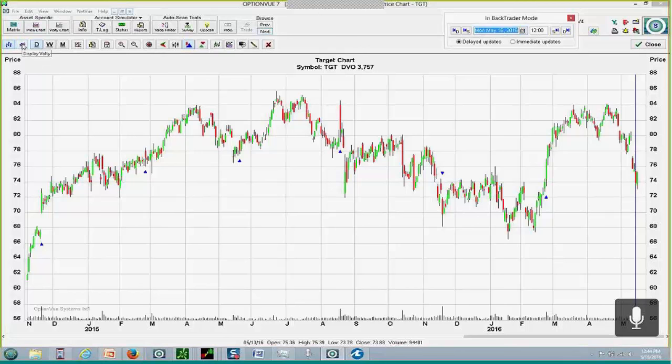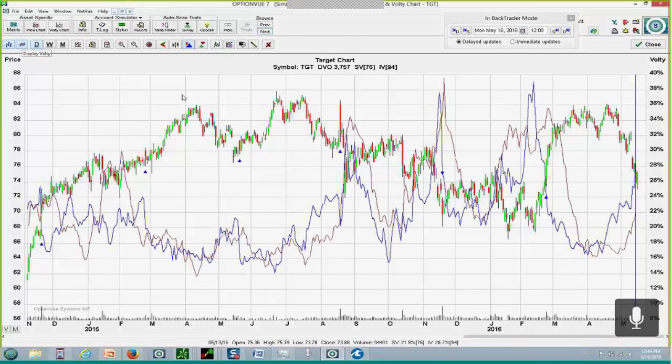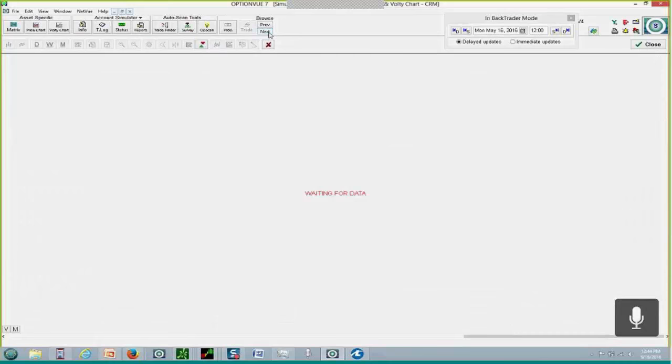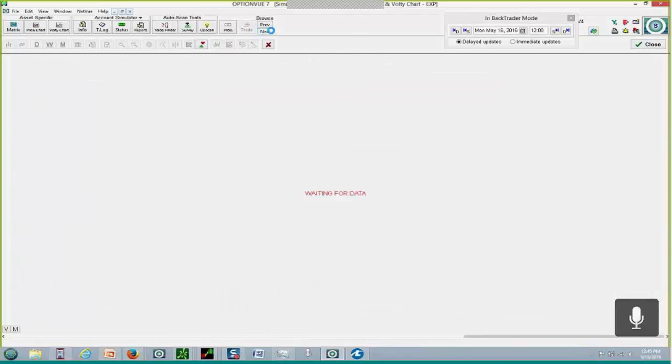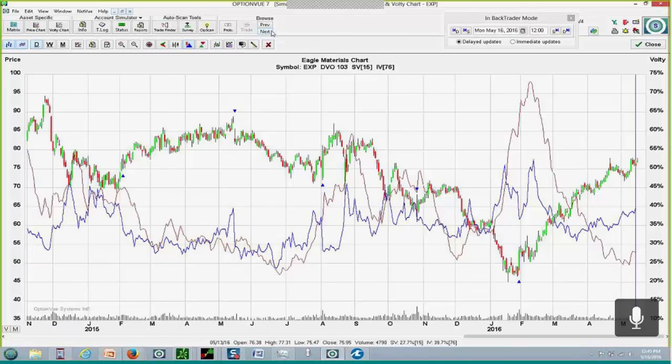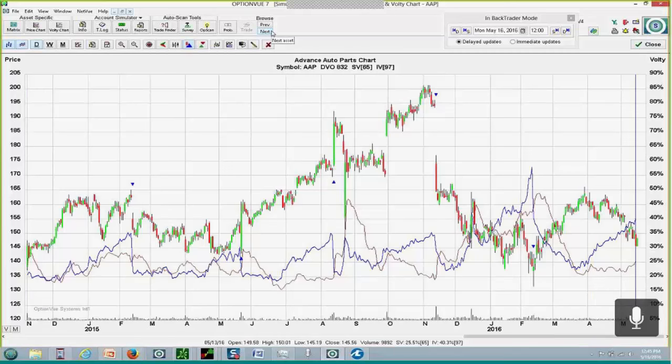But for now, I'll look at the combination of the actual price chart and the volatility. And my focus is at the 94 percentile ranking. I like the idea of maybe looking at Target as a potential trade. Retail sales has been under pressure, and Target's under pressure for a lot of other reasons that we won't get into. Salesforce.com, again, elevated 75 percentile ranking. Eagle Materials, Advanced Auto Parts, 97 percentile ranking.